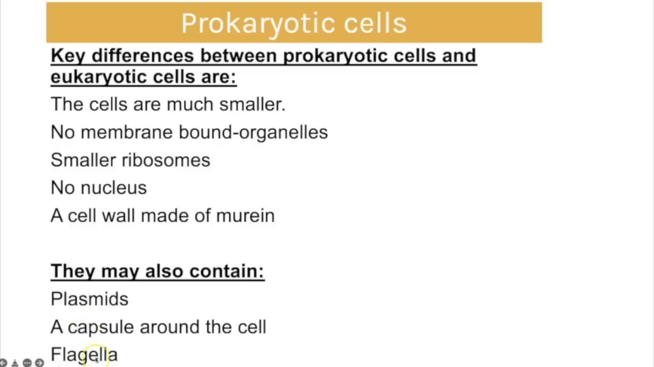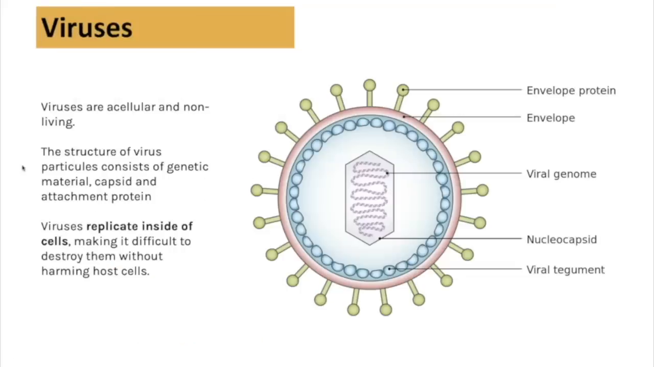And sometimes they'll have flagella. It might be one, it might be many, which is to help them to be able to move. But those aren't always found. Those are only sometimes found in prokaryotic organisms. Viruses are acellular and non-living. The structure of virus particles consists of genetic material, capsid, and attachment proteins, which we can see over here. So we have the genetic material in the middle.